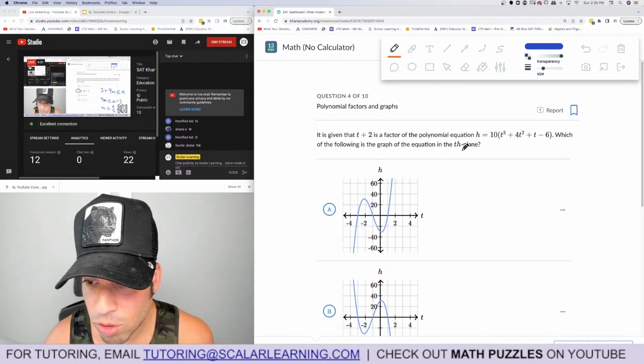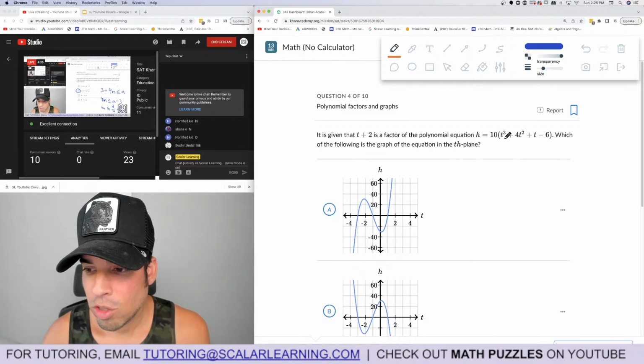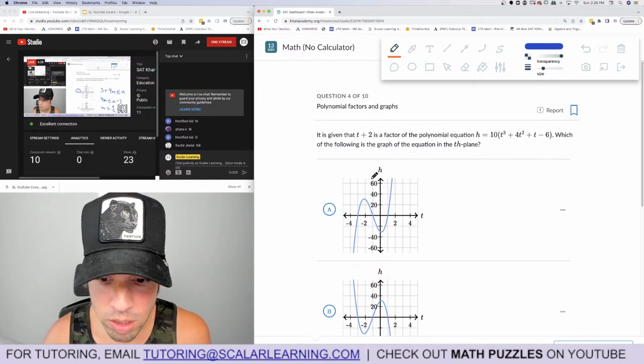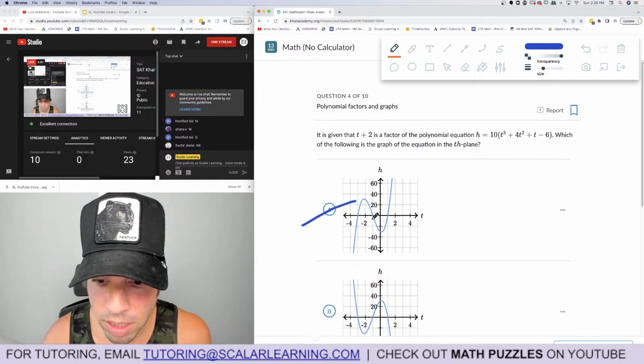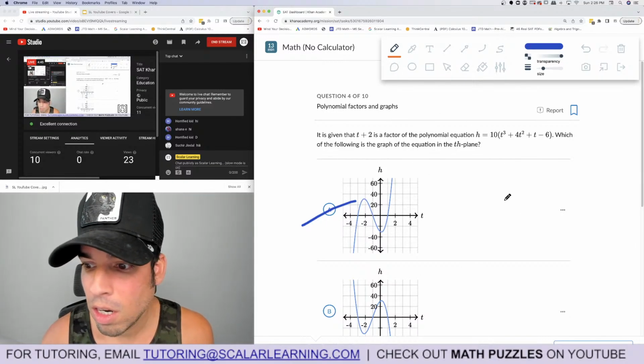It is given that t plus 2 is a factor of the polynomial, blah, blah, blah. Which of the following is the graph of the equation? Okay, so let's see a fast way we can do this. We know that negative 2 is one of the zeros, so A is out because negative 1 is one of the zeros. Here, let's see if we can eliminate any other ones. One second. I should just write it like this.